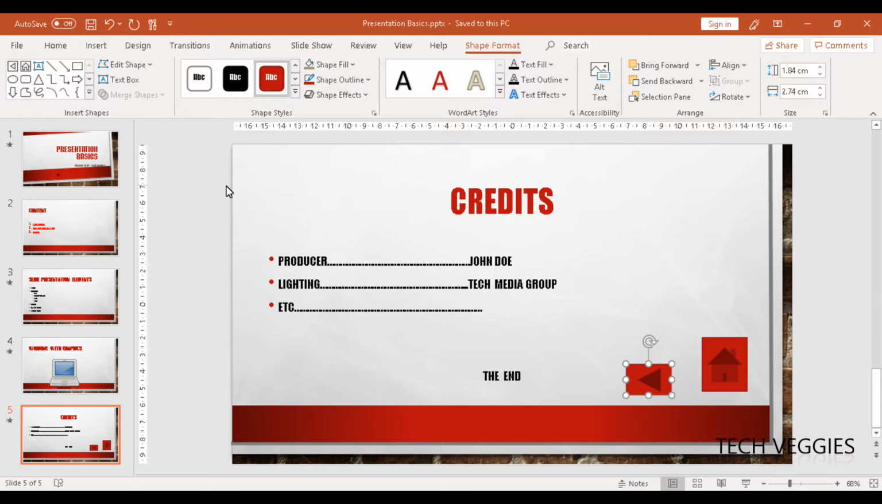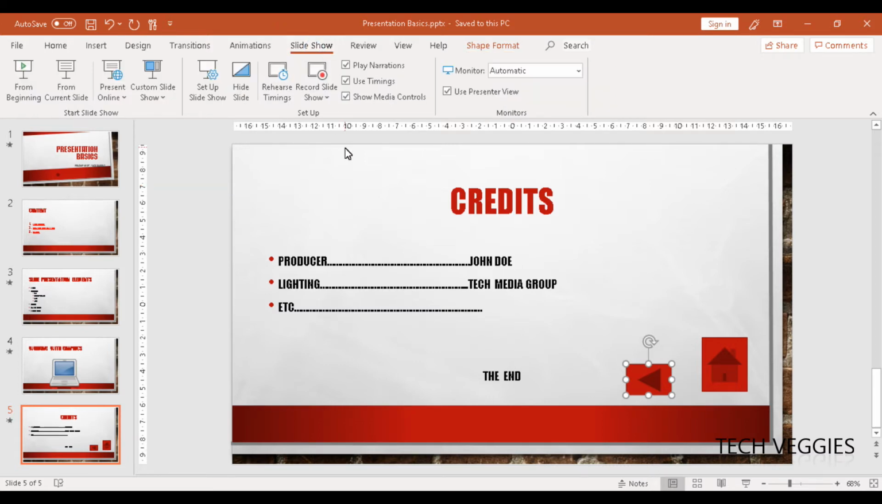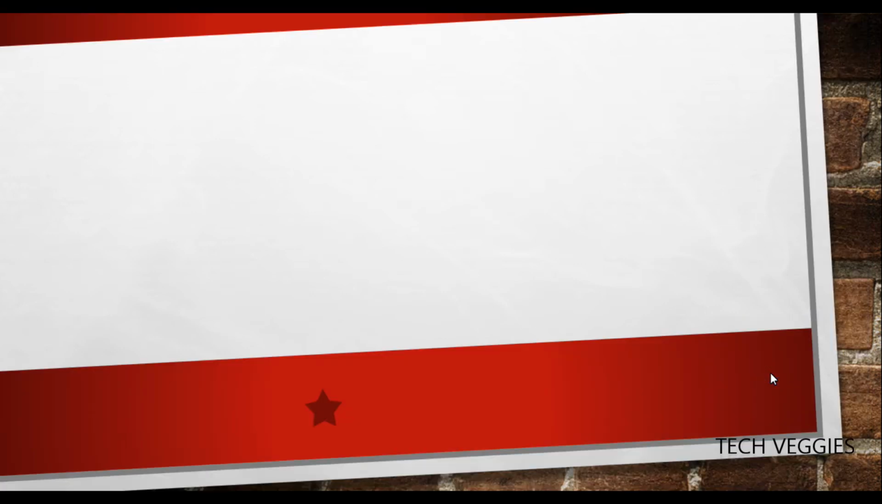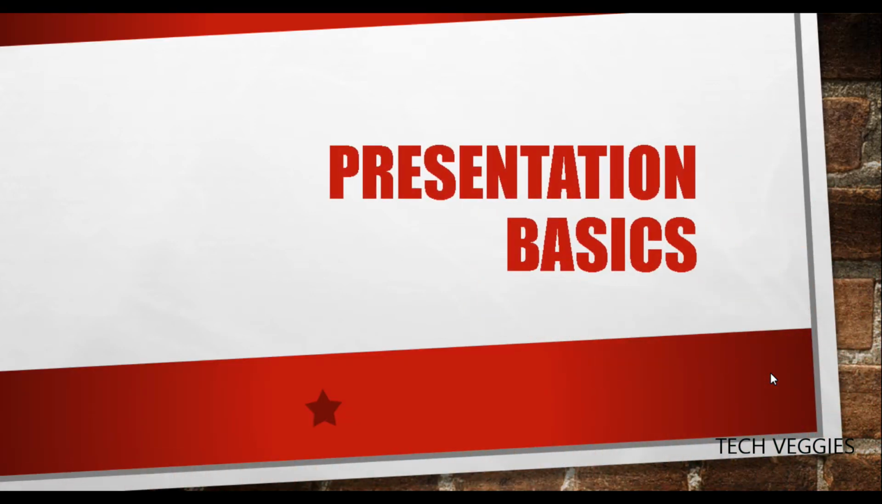Let's press F5 on the keyboard to run this, or you can always go to slideshow and start from beginning or current slide. In this case, we probably want to start from the current slide so we can illustrate what we have here. Alright, so if we start from the current slide, we have the two options here, one to go home, the other one to go to the previous slide. So let's click on the one to go home and see where we are. There we are, we're at the beginning.